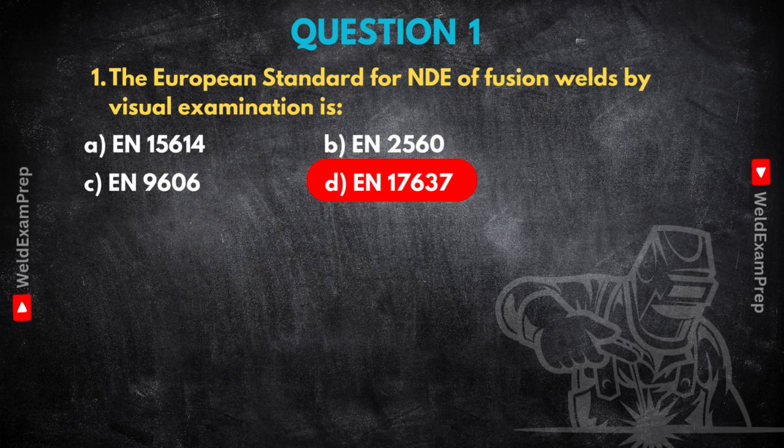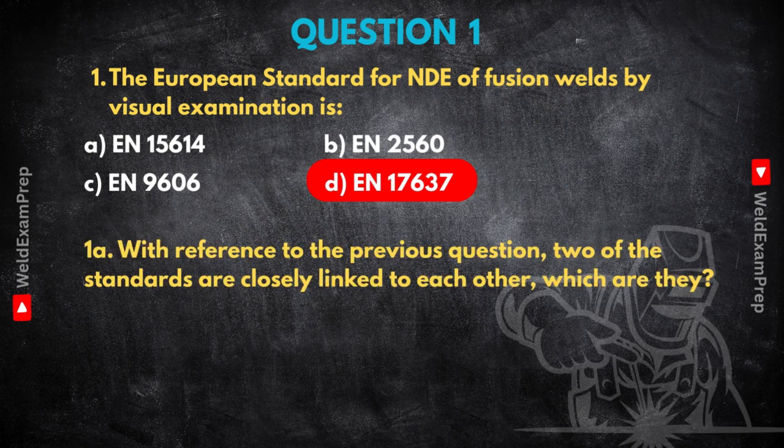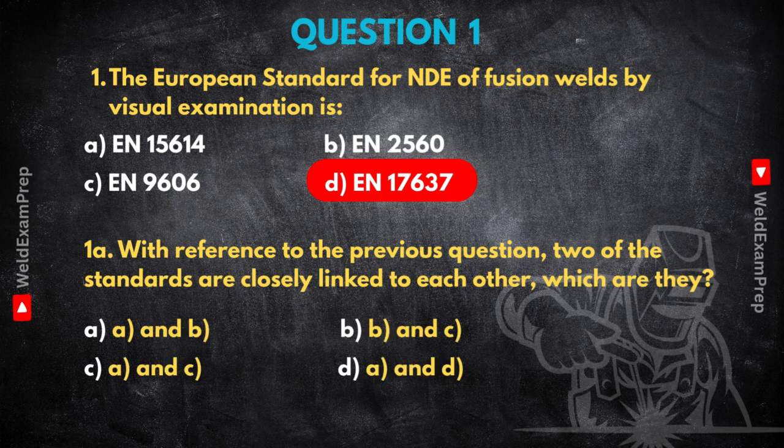It paints such a clear picture of their individual roles, but as you hinted, they don't just operate in isolation, do they? They often connect. They absolutely do. So let's dig into those relationships with our next question. Building on that understanding, let's see how these pieces fit together. With reference to the previous question, two of the standards are closely linked to each other. Which are they? A, EN 15614 and EN 2560.